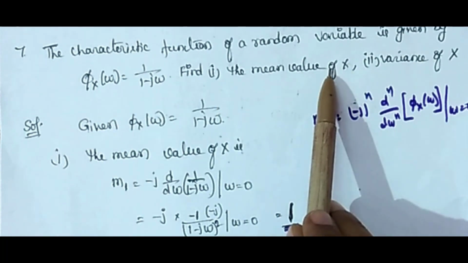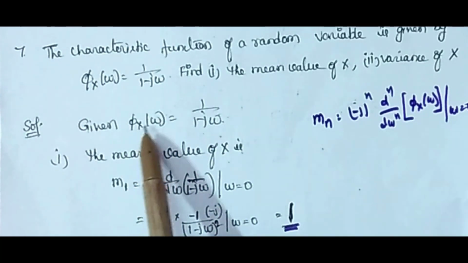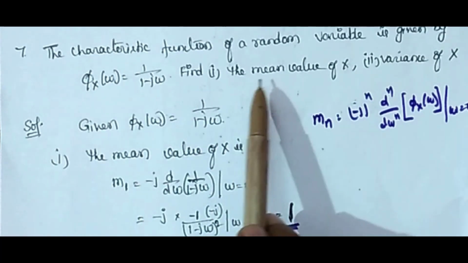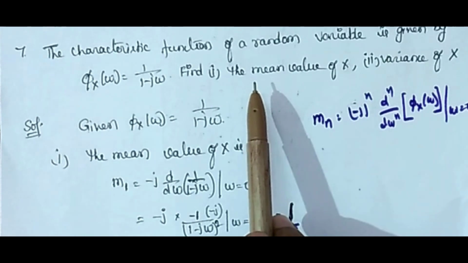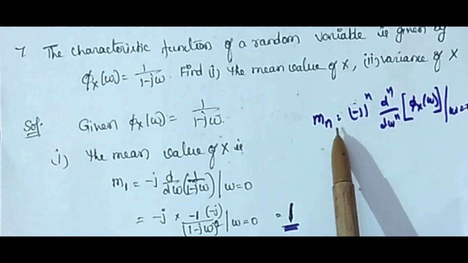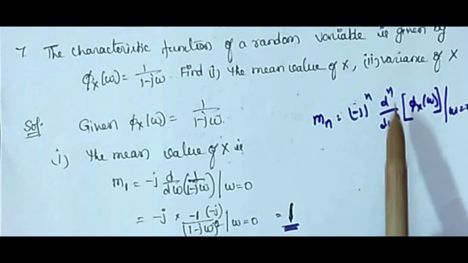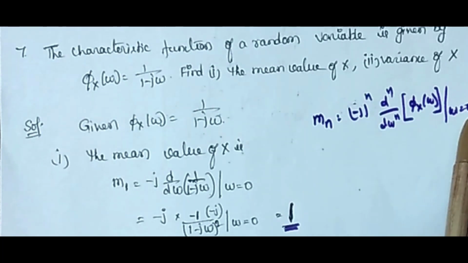Find the mean value of x and the variance of x. See here, what is phi x of omega? It is 1 by 1 minus j omega. First you have to find the mean value of x. From the concept of characteristic function, the nth moment formula is like this: Mn equal to minus j power n, d power n by d omega power n of phi x of omega at omega equal to 0.